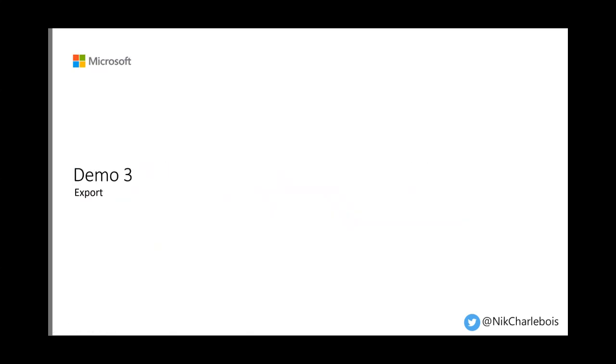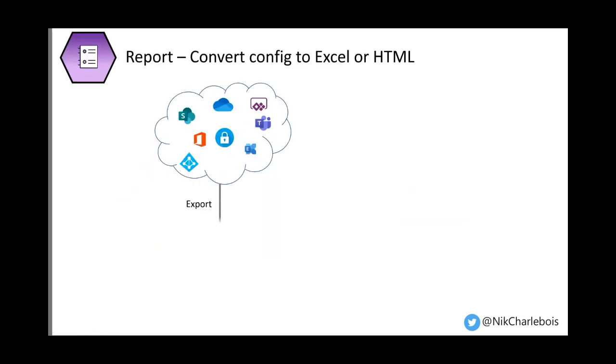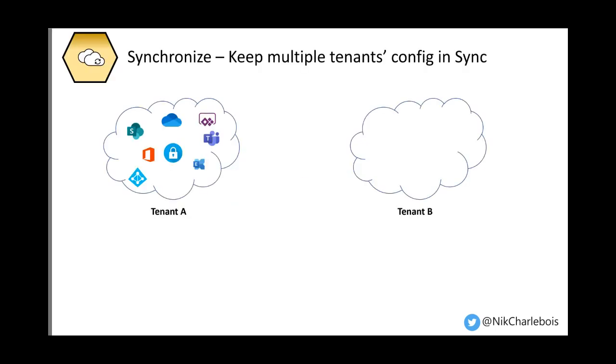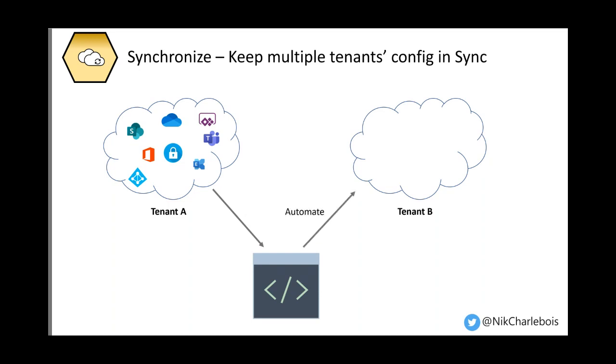So the fifth pillar is the ability to do synchronization. Imagine that you have two tenants. Let's say that tenant A is your prod tenant and you're trying to do a demo to a customer, and you just want to replicate all the configuration from your production tenant into a new demo tenant. Well, with the export feature, you can export the configuration from tenant A. You can use the automation piece to replicate it over to tenant B. So a real scenario is when you're actually trying to create demos from your environment.